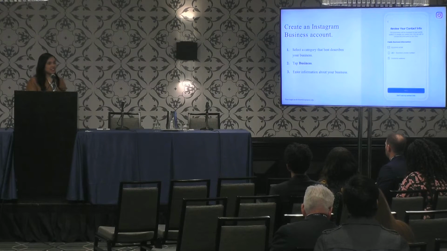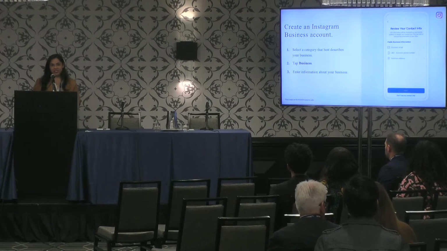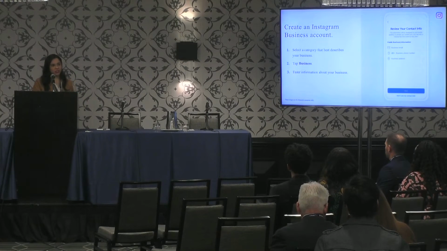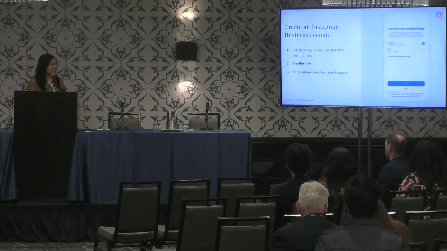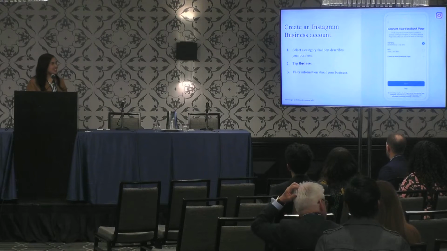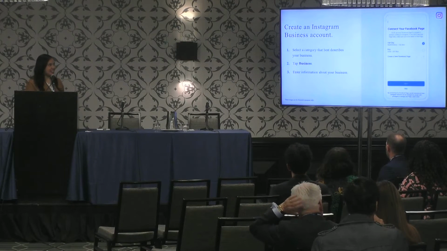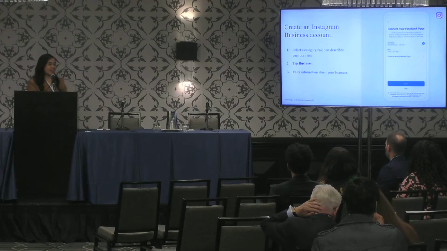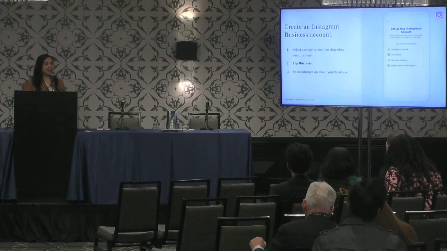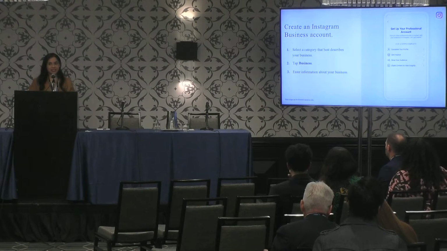You also want to enter all of that relevant information that we discussed on your Facebook page onto your Instagram because these two work in tandem. So you want to make sure all that info exists on both profiles and matches. At the end, we'll actually go ahead and connect our Facebook page that we created in step 1. And once you've done that, you're all set with a professional business Instagram account.